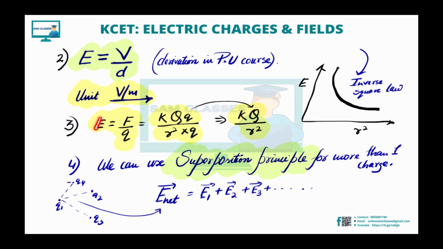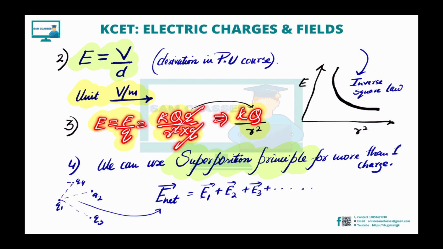Now we know electric field is equal to what? Force by charge. So we put the value of force, kQq by r square, divided by q. So this q and this q will cancel, and we get kQ by r square, where capital Q is the source charge which is producing the field. So what we see here, again, is the inverse square law.